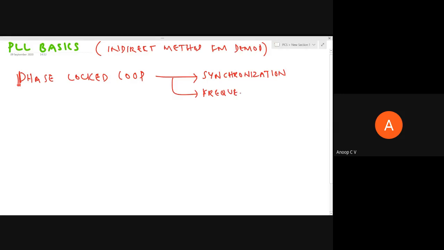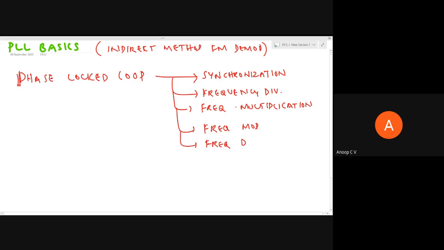Suppose you have a 1000 hertz signal. If you want to get a 500 hertz signal from that, you can use PLL. And even for frequency multiplication, right? And it can be used for frequency modulation also, frequency modulation and also for frequency demodulation. So these are the applications of PLL.